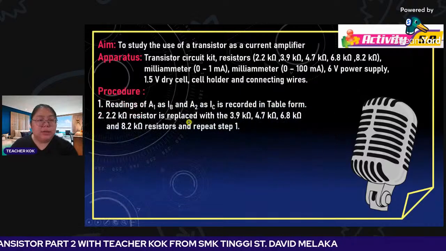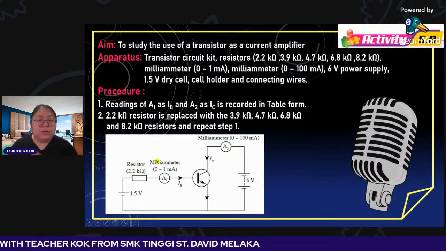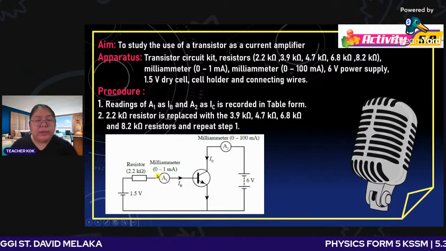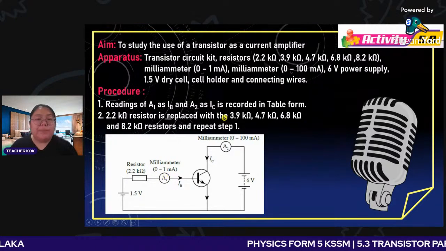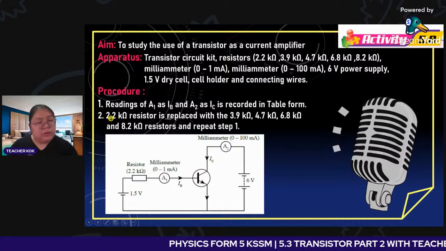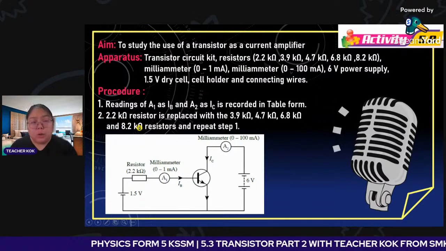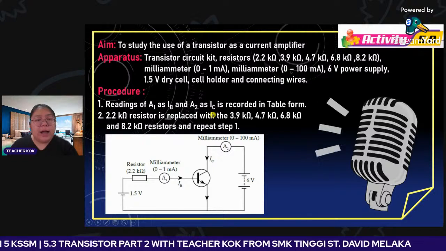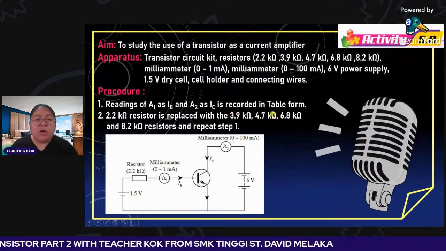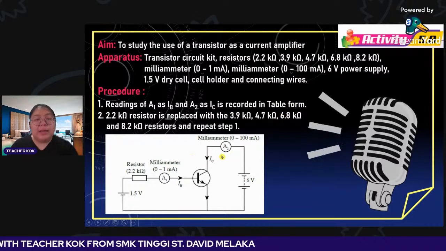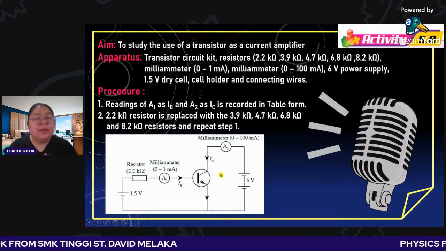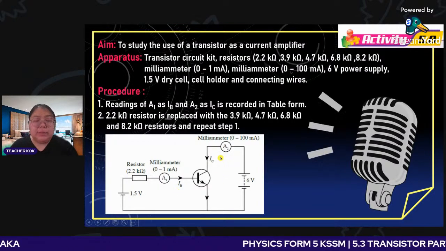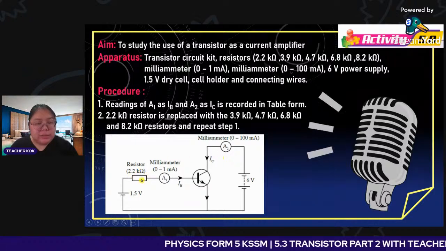Let's see the procedure and also the diagram. First, the reading of A1, the base current, with resistor 1, a 2.2 kilo ohm resistor. After that, A2, the collector current, is recorded in a table. So we need to find out the readings of IB and also IC, and we adjust the resistor.